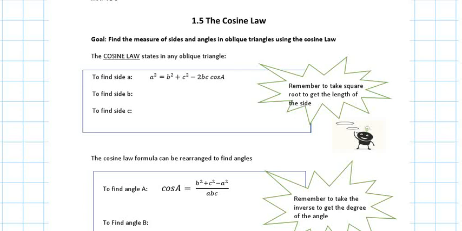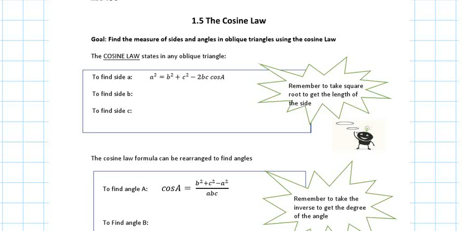Sine law says I have to have two angles and any side, or two sides and an opposite angle. What if I have two sides and not an opposite angle? Would I just sit and watch? No. There is a law. There's another law that we can use with oblique triangles that can solve for the other scenarios. And it's called the cosine law. So the goal is to find the measure of sides and angles in oblique triangles using the cosine law.